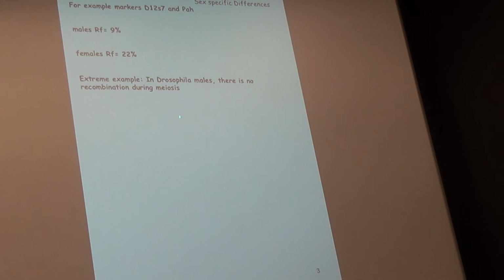So map distances between two human genes, D12S7 and PAH, in males it's 9%, in females it's 22%, or 22 map units. So there's a twofold increase in the distance because there's a twofold increase in the recombination frequency in females compared to males in humans. The extreme example is in Drosophila males, where there is no recombination. So you get 0 if you were to measure recombination between two genes in males, because they have no recombination.